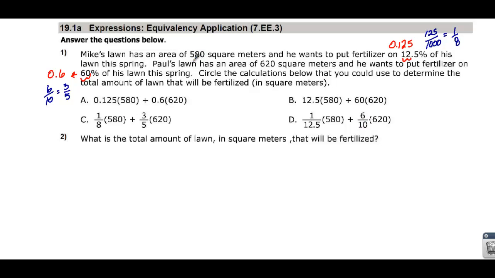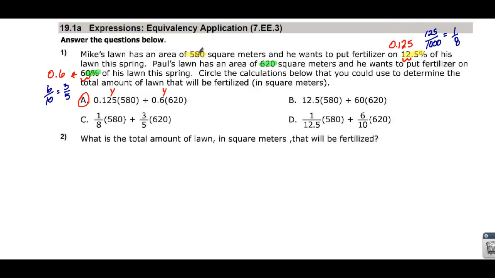Now we're ready to do the problem. If I were doing this problem, I would use a highlighter to make sure that I know the 580 goes with this percentage and the 620 goes with the 60%. So we need a 580 matched up with a 0.125. Yes, we have that right here. We need a 0.6 matched up with a 620. Yep, that works. A is an answer.